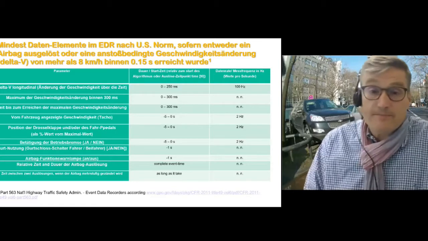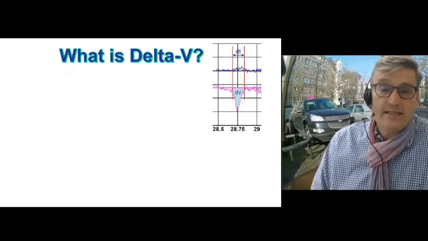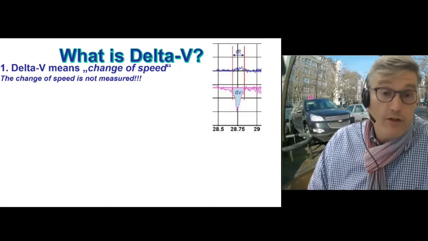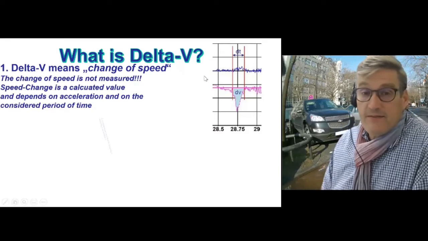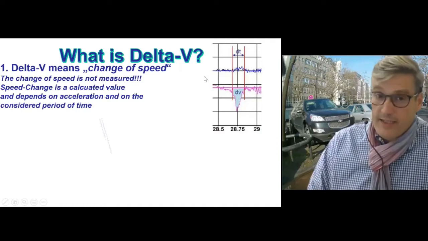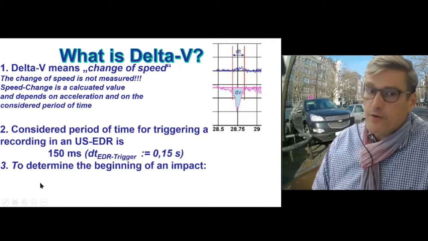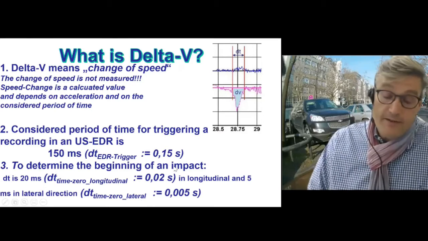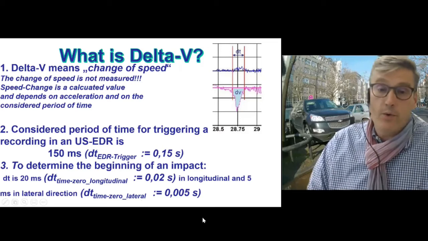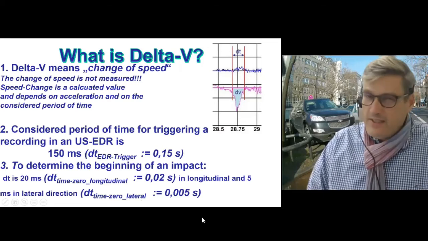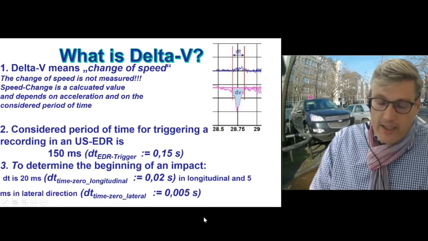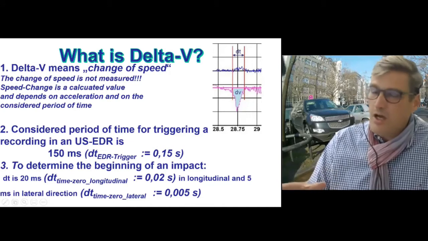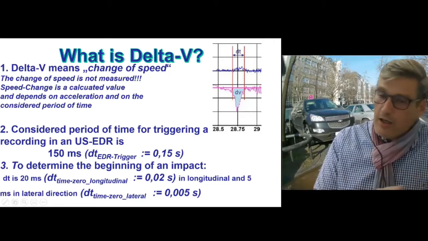Next slide, please. So what is delta V and why is delta V not usable for vulnerable road users? Delta V means the change of speed during an impact, and this value is not really measured. This value is a calculated value, calculated over a time period of 150 milliseconds. This seems very short to you, but in a crash with a pedestrian, it's a rather long time.